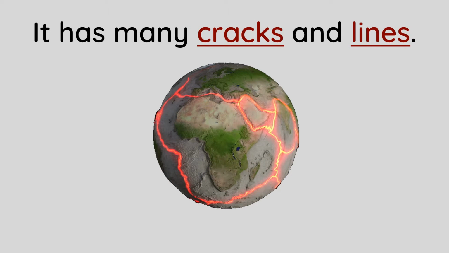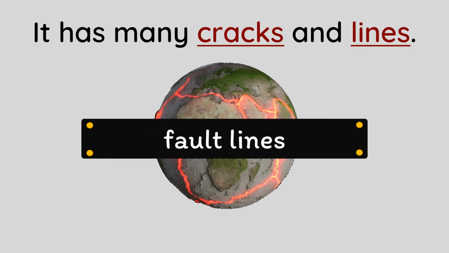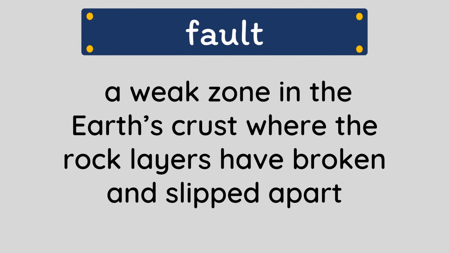Secondly, the Earth has also many cracks and lines where movements are observed. These are called fault lines. A fault is a weak zone in the Earth's crust where the rock layers have broken and slipped apart.